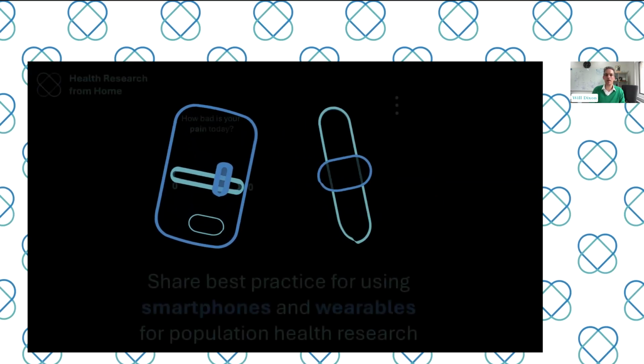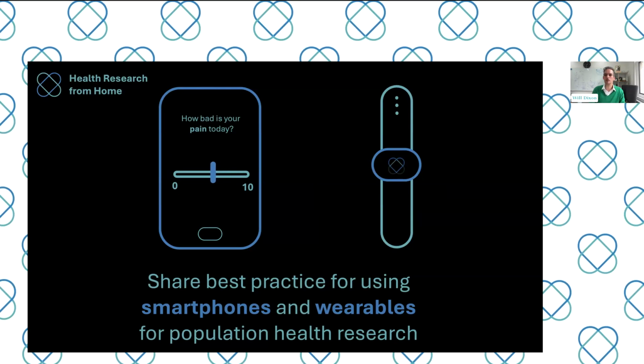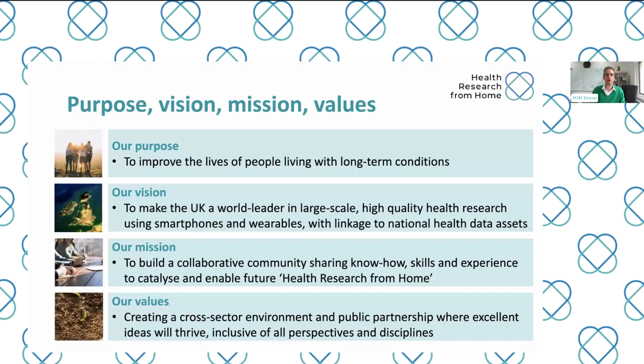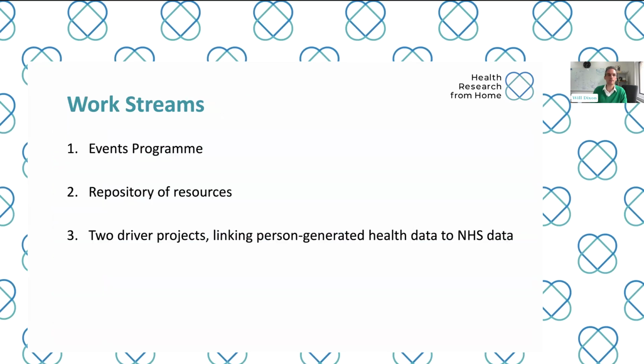So in Health Research from Home, our primary aim is to share best practice for using smartphones and wearables for population health research. Our purpose is to improve the lives of people living with long-term conditions. The vision is to make the UK a world leader in large-scale, high-quality health research using smartphones and wearables with linkage to national health data assets. We'll do this by building a collaborative community sharing know-how, skills, and experience to catalyse and enable future health research from home studies, with the values of creating a cross-sector environment and public partnership where excellent ideas will thrive, inclusive of all perspectives and disciplines.